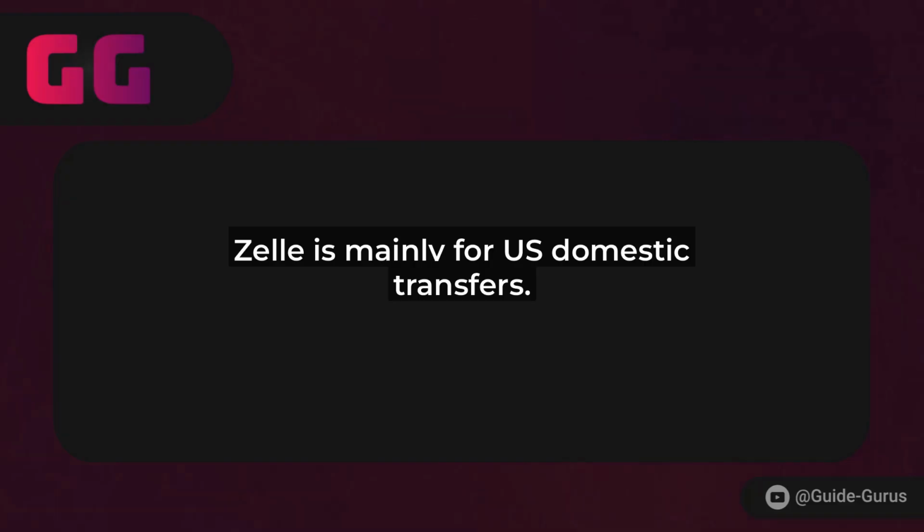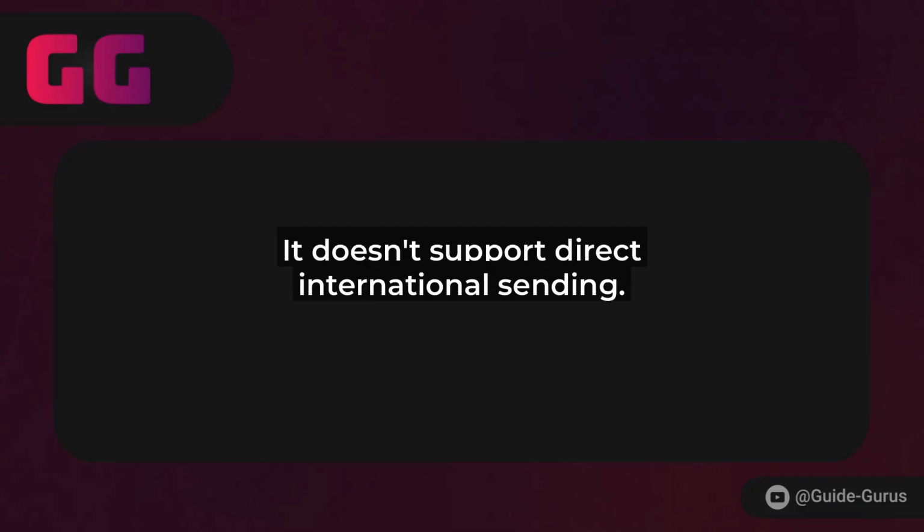First off, what's Zelle? It's a super convenient app that lets you send and receive money directly from your bank account, mostly within the United States. It's fast, free for most transactions, and linked to major U.S. banks like Bank of America, Chase, and Wells Fargo.